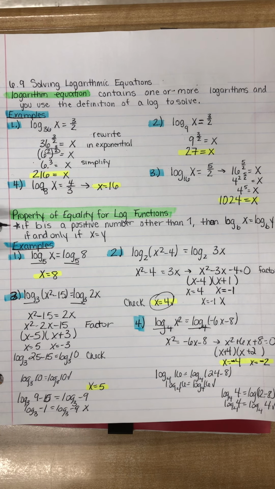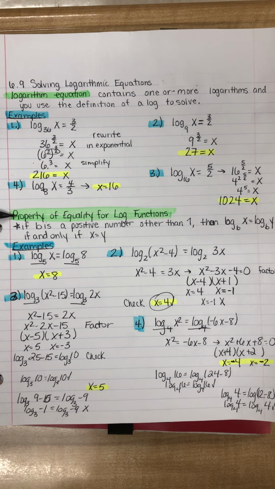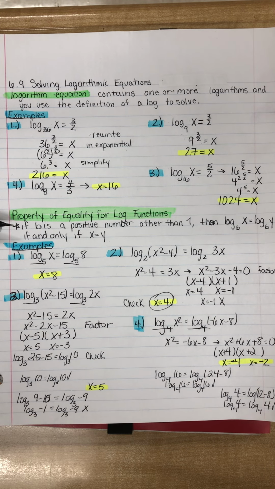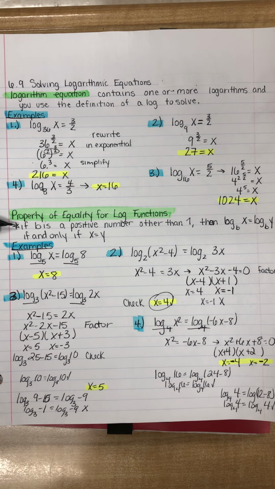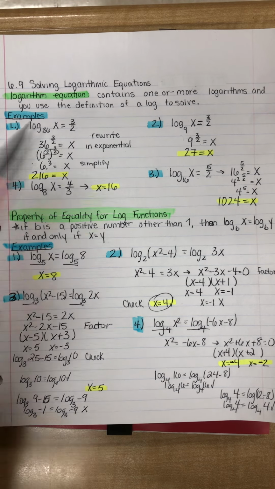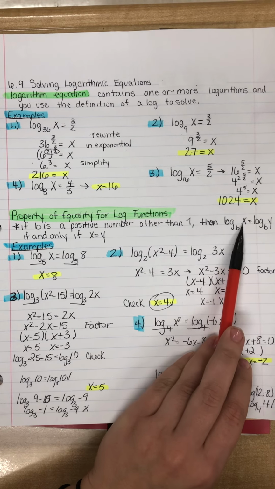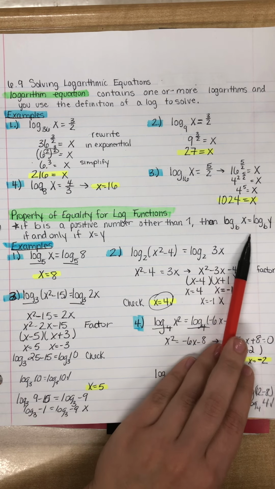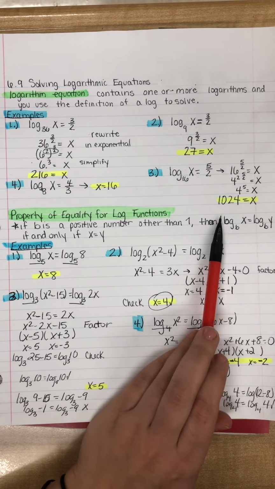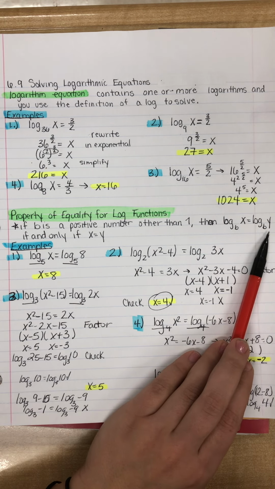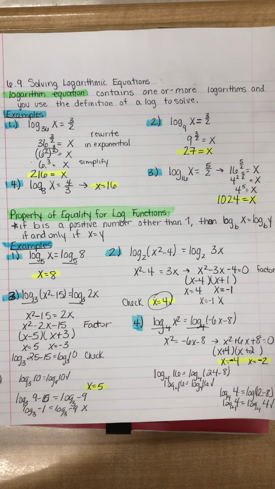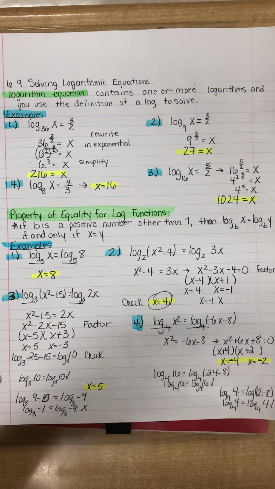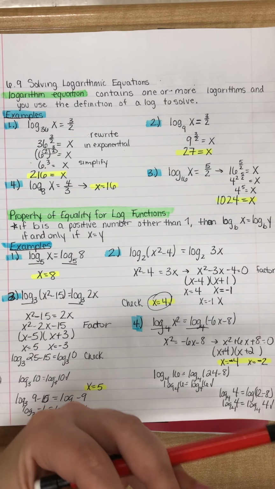The second part is property of equality for log functions. Okay? The rule is if b is a positive number other than 1, it has to be other than 1, then log base b of x set equal to log base b of y. If that happens, you can just cancel out the logs, which we already knew, then x equals y. So basically, we're just reaffirming that we've learned these methods.